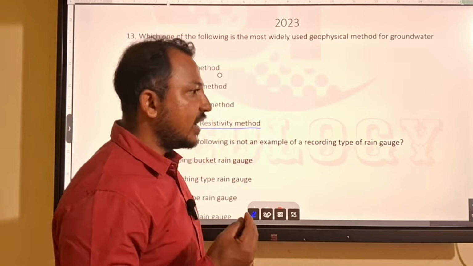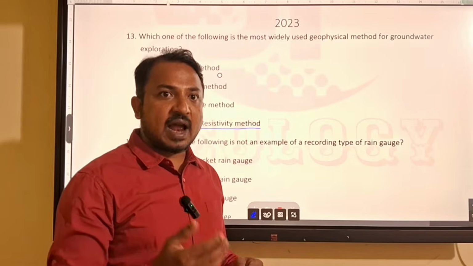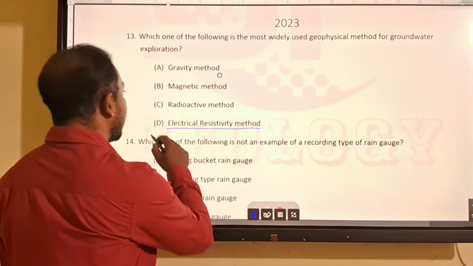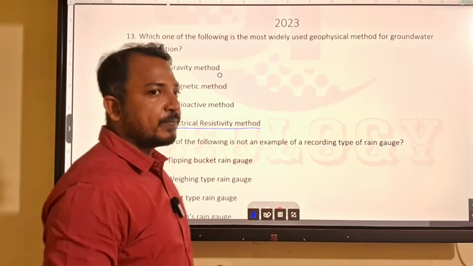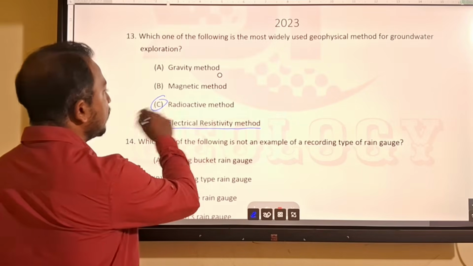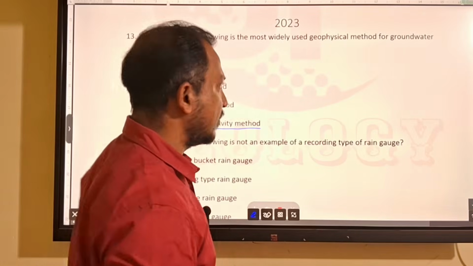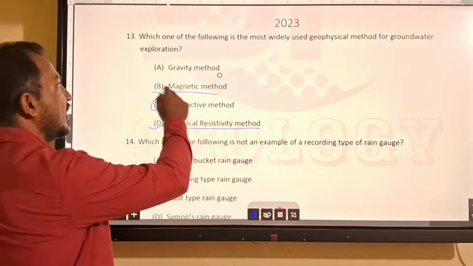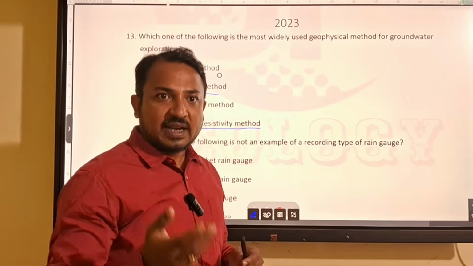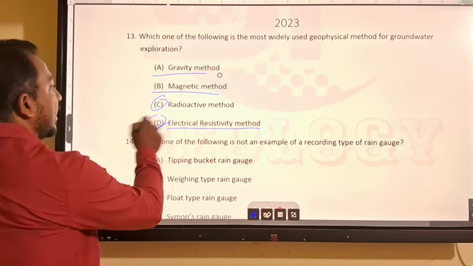In the region where you get very low resistivity, that region will be more porous and contain more water. That directly indicates the presence of groundwater. That's why the electrical resistivity method is used to determine groundwater in the subsurface region. The radioactive method is used to explore radioactive minerals like uranium and thorium. Then the magnetic method is for magnetic minerals, and the gravity method is for dense metallic minerals, because all metals are denser and have more mass and more gravity. So the answer will be electrical resistivity method.